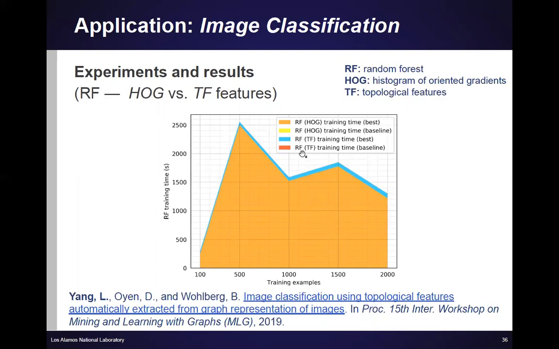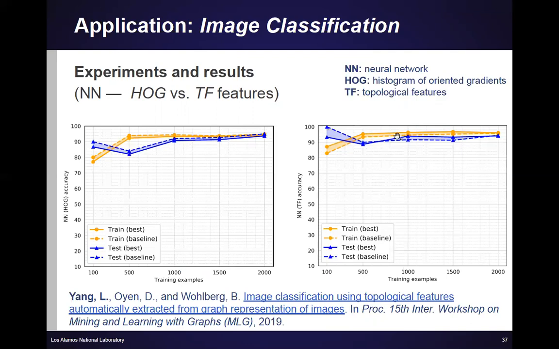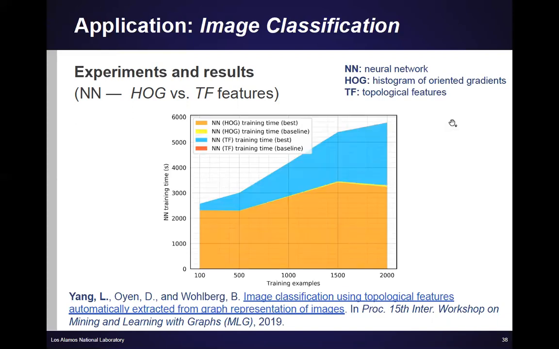For the HOG, it requires much time to train, especially for the best models. The same results apply for the neural network as well. When we have small training data sets, we can reach pretty good results, and it's less sensitive to hyperparameter tuning. Everyone knows neural networks are very computationally expensive, so even our topological features require quite a lot of time to train compared with SVM and random forest. But again, our topological features based methods are much faster than the HOG features, even for the neural network.